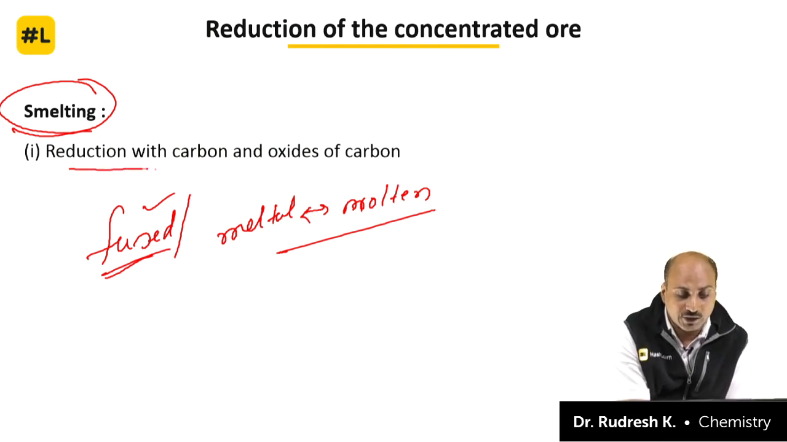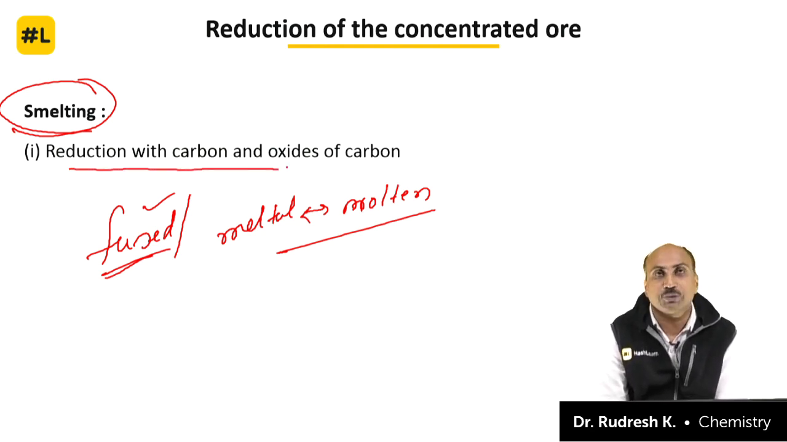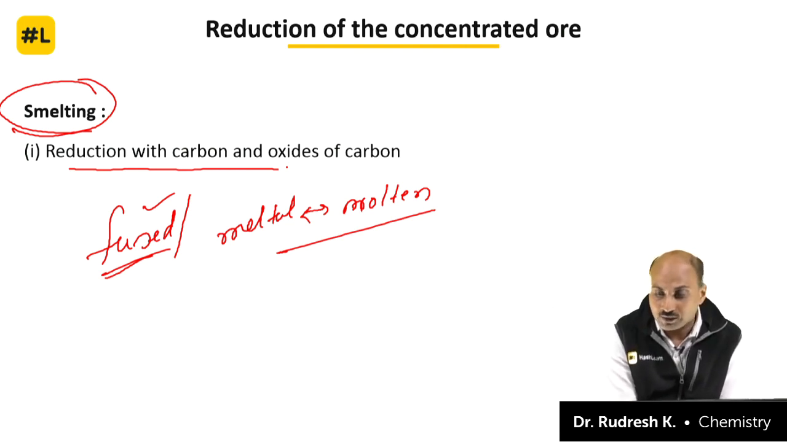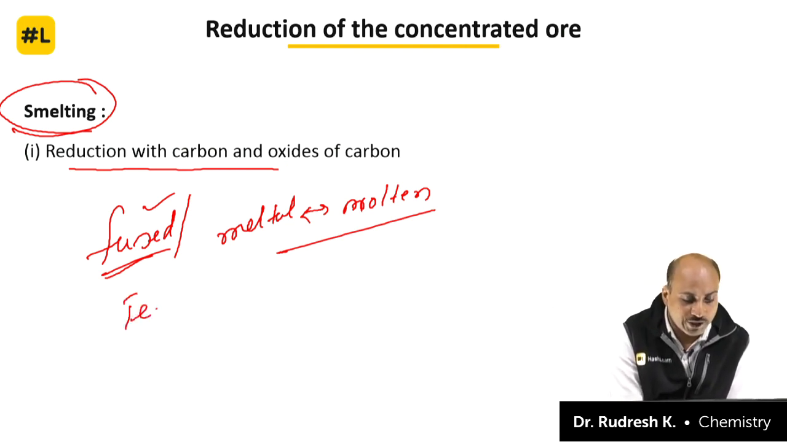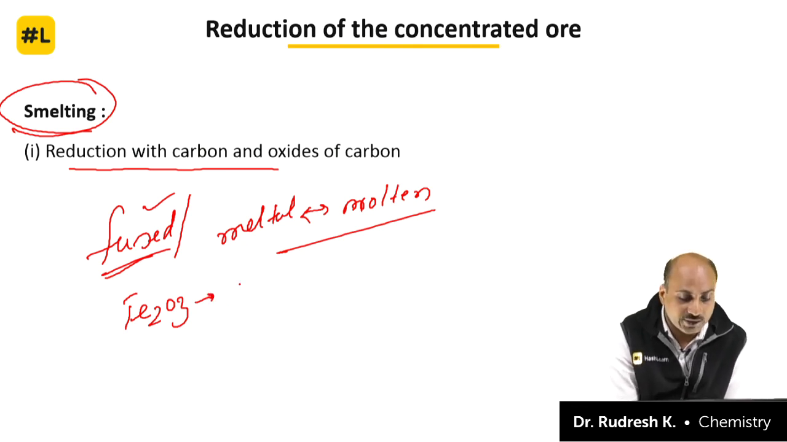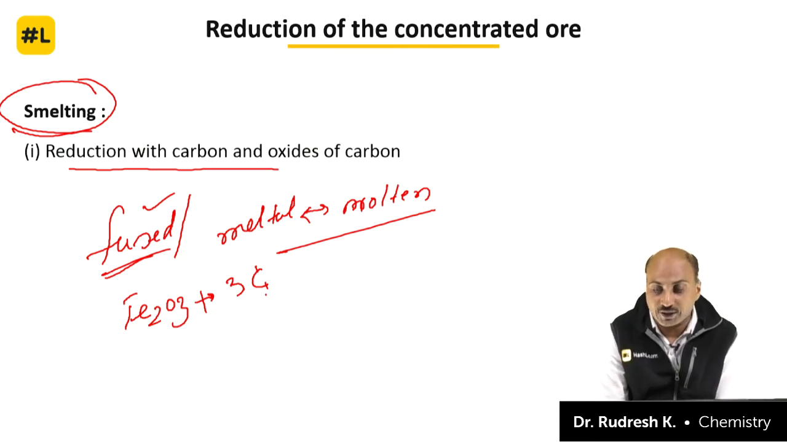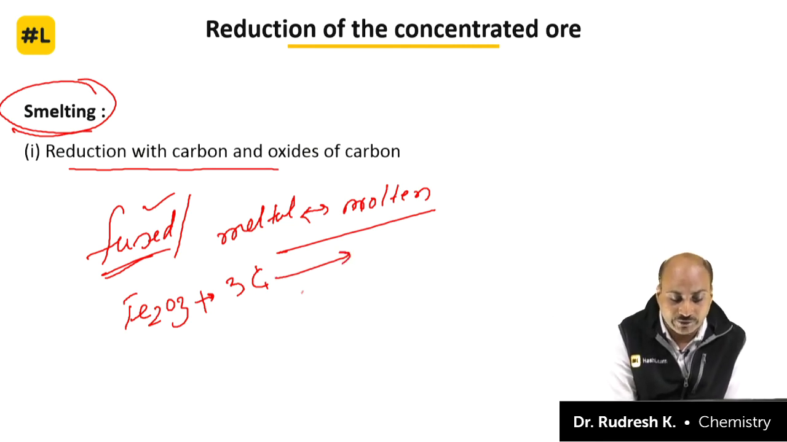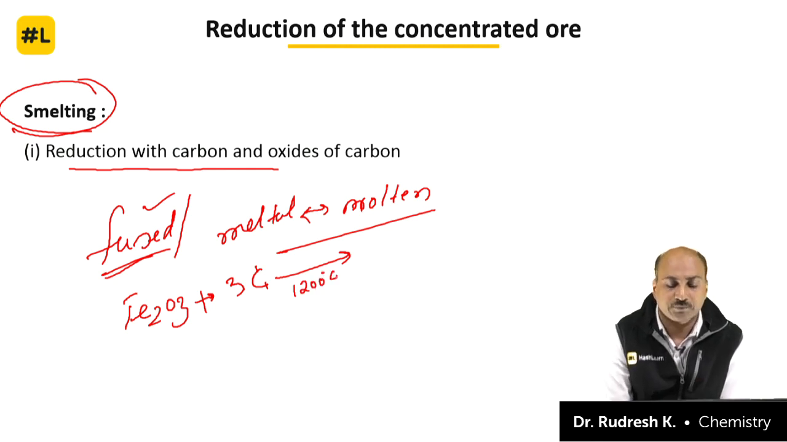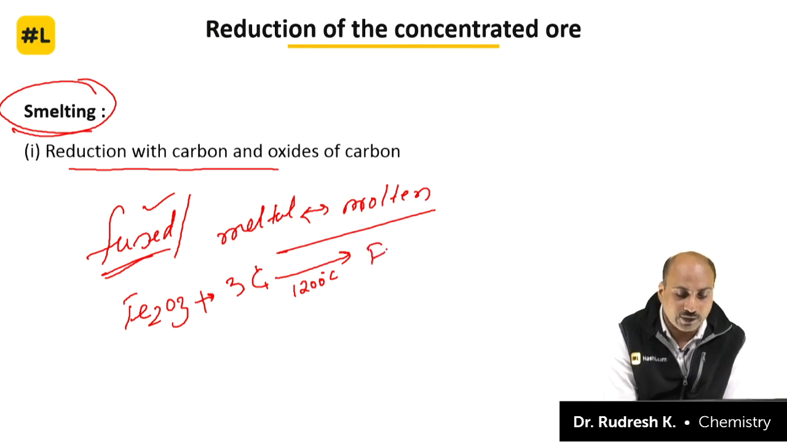So here what we basically do is a reduction process. Imagine I have Fe2O3, because all of you know this is the ore. When it is treated with coke, which is a reducing agent, at a very high temperature, maybe around 1200 degrees centigrade, in the absence of oxygen, then this will get converted into iron plus 3 molecules of carbon monoxide.